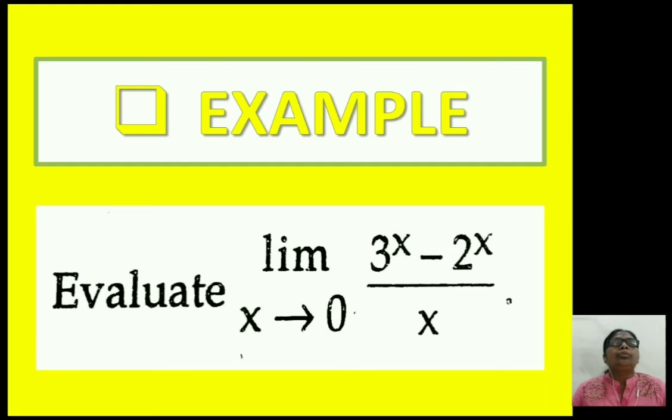First take limit of the given function as x tends to 0. 3 raised to 0, anything raised to 0 is 1. So 3 raised to x as x tends to 0 is 1. Also limit of 2 raised to x as x tends to 0 is 1. That means 1 minus 1, that is 0 in the numerator. And in the denominator x means 0, that is, the indeterminate form is 0 by 0.